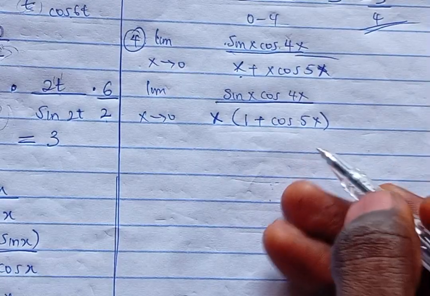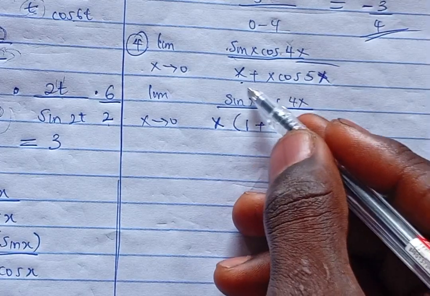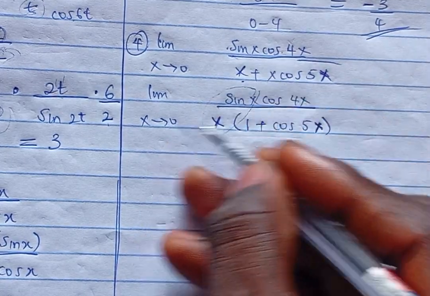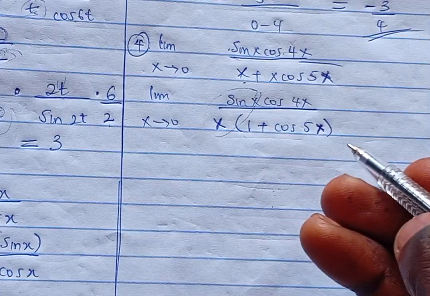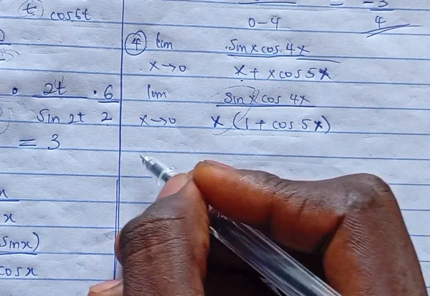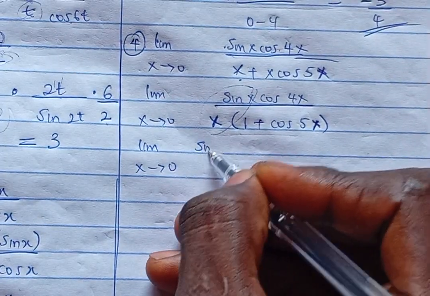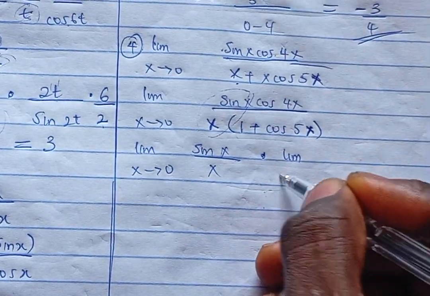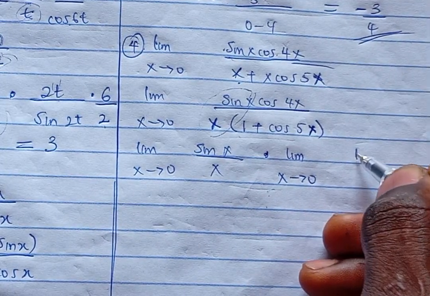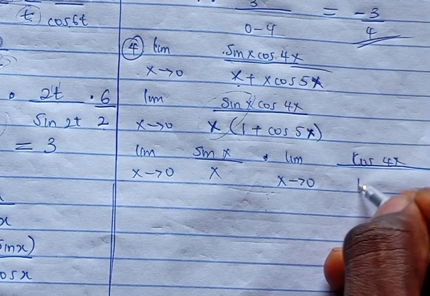Okay, now we have this. We can still do something because I can make this one a standard limit and split this one and distribute the limit across because of our properties of limit. So we have that the limit as x tends to 0 of sine x over x, right? Multiply by the limit as x tends to 0 of cos 4x divided by 1 plus cos 5x.